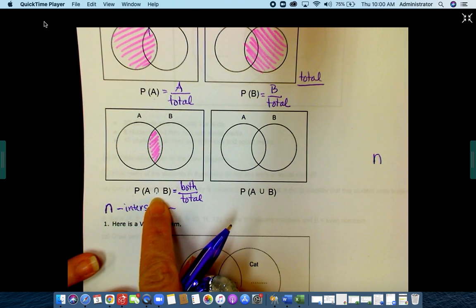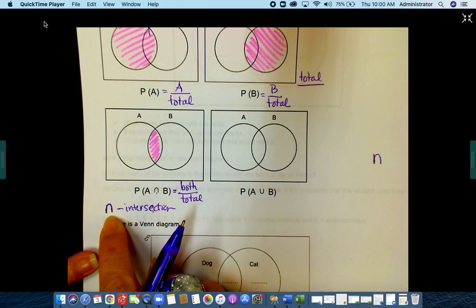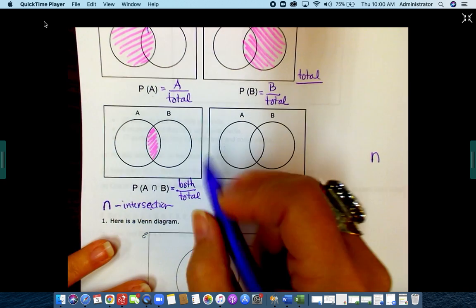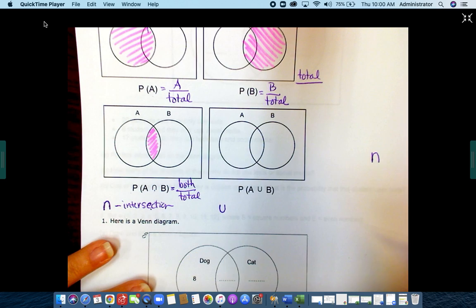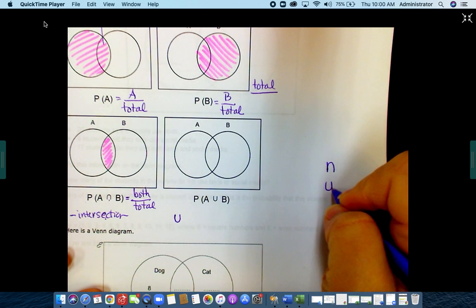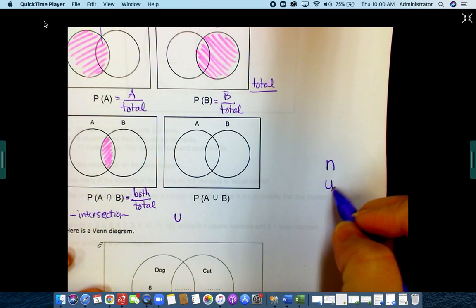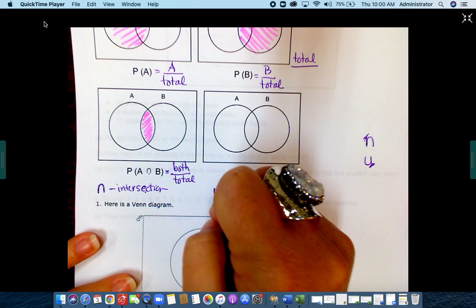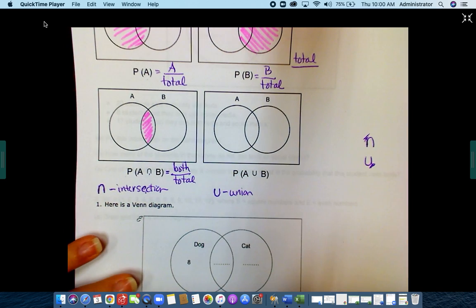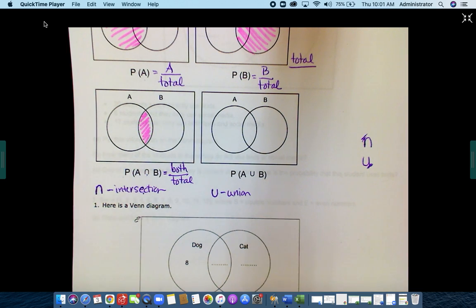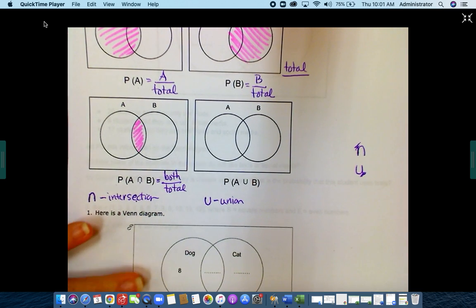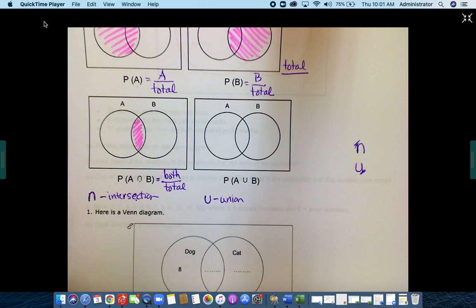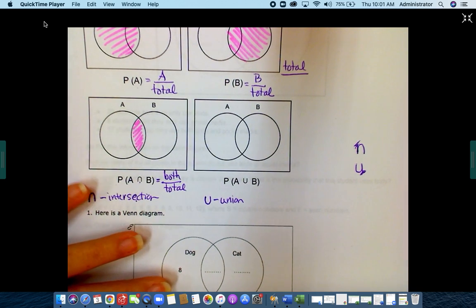So if the upside down one looks like an N for intersection, this looks like a U. This symbol here is like a lowercase u, but without the stem. So it's like taking that stem off. This symbol means union. I want you to think about if you've been to a family reunion, or you've been to a marriage, as in the union of two people. The union is the joining together.